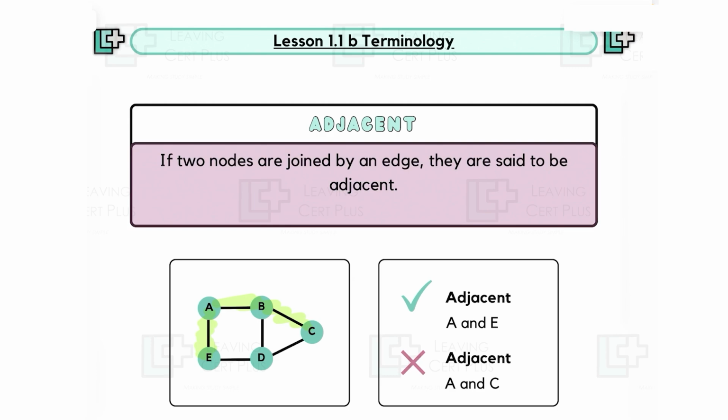Just think about what the word adjacent means. It means beside. We've seen it in Junior Cert maths before in trigonometry. The adjacent side was always beside the angle.